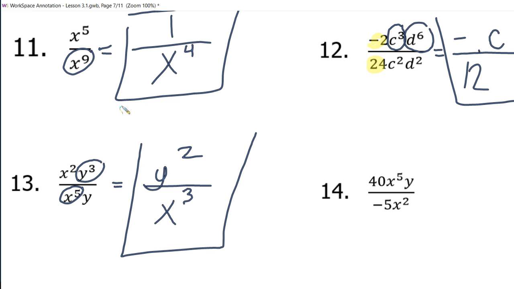I want you to do the last 3 on the front page. I want you to do 14, 15, and 16. And we'll talk about those 3 here in a couple moments. So 14, 15, 16. Finish that front page.